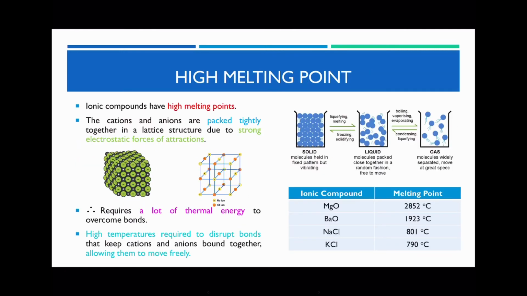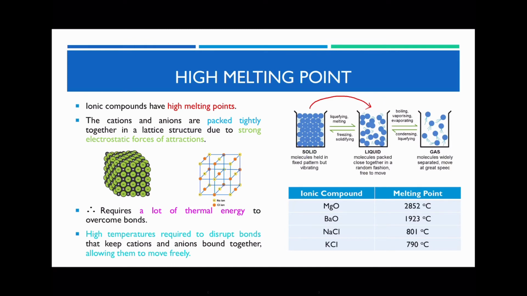Alright, the first property we're going to be looking at is why do ionic compounds have a high melting point? Now, I want to clarify that melting point is essentially the temperature to convert from a solid to a liquid state, okay? So what is the temperature to convert from a solid to liquid?